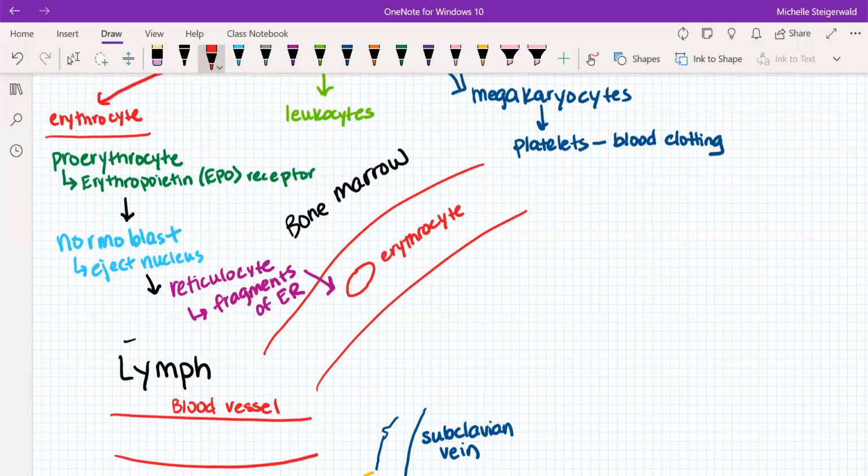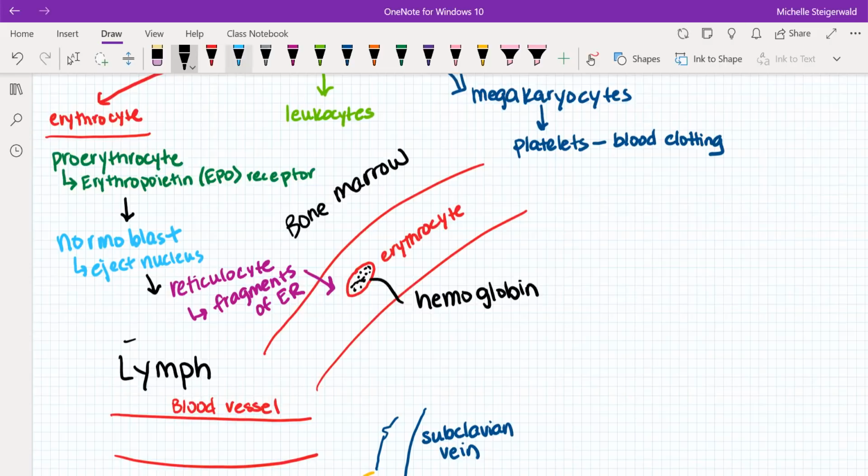Okay, please don't ask when it gets full of hemoglobin because I don't actually know. Somebody asked me that once and I meant to look it up and I forgot. But by the time it gets to be an erythrocyte, it's mature, it's in the blood. This is just full of hemoglobin. That's all it is. It's gotten rid of everything else. It's just hemoglobin.